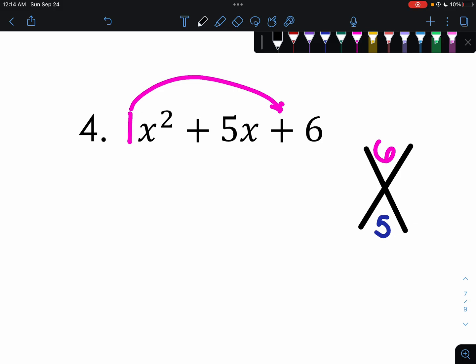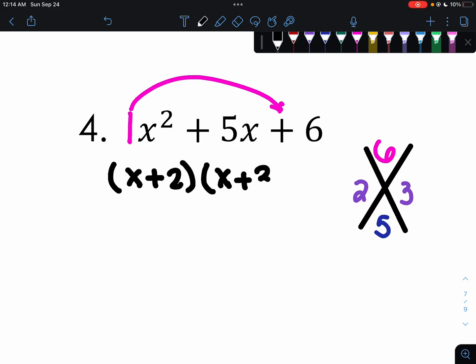So what can we multiply to get 6? Add to get 5. That would be 2 and 3. So when we factor this, it would be x plus 2 and x plus 3. If you wanted to break it up like we did the last one, where you split up this term right here into two terms, you could do so, and you would get the same results.